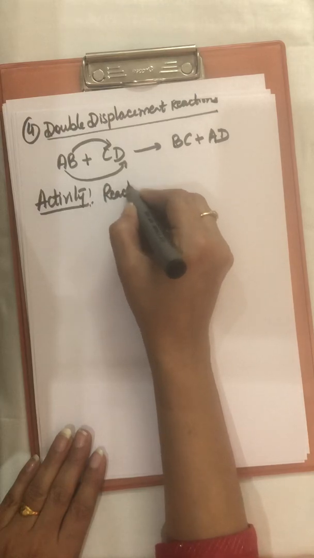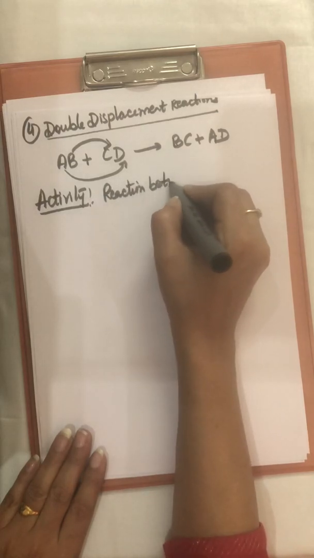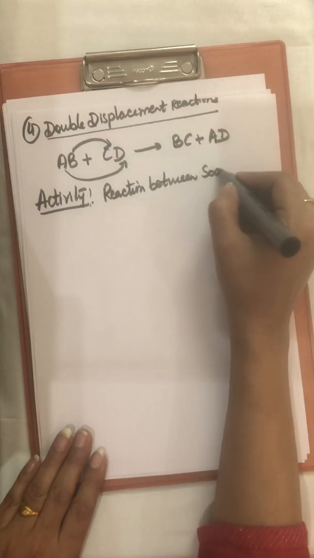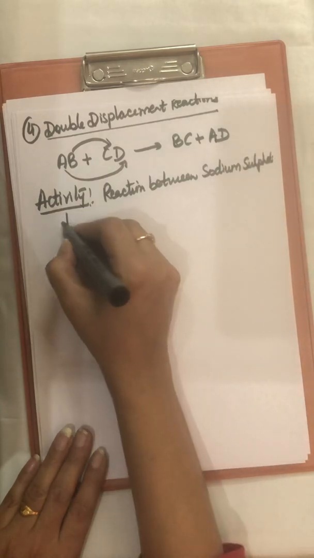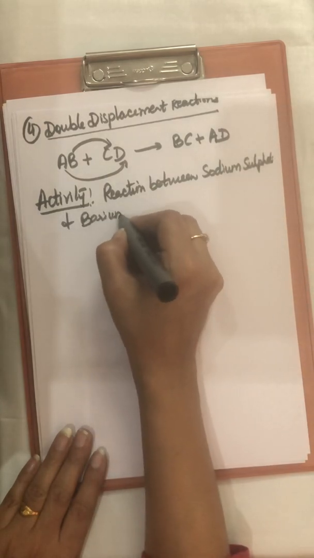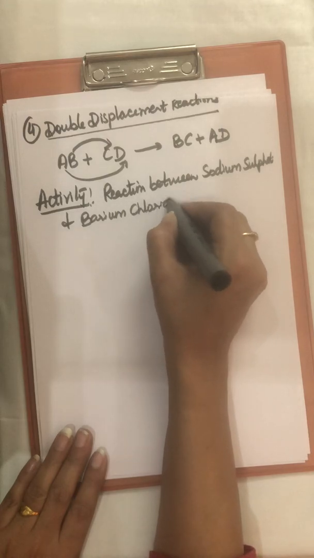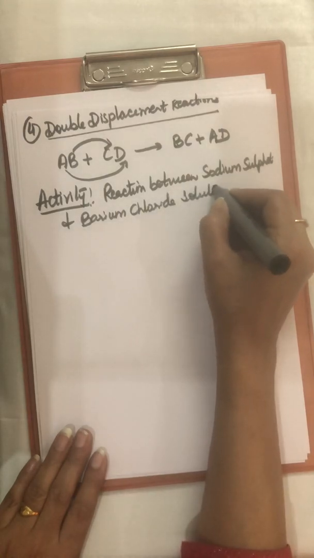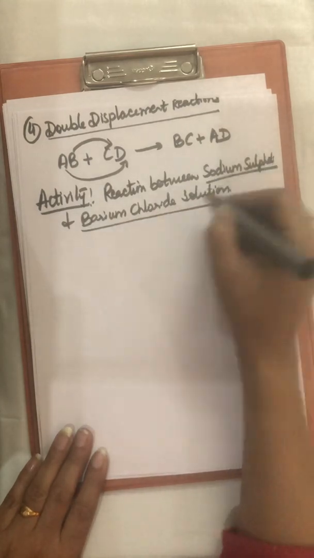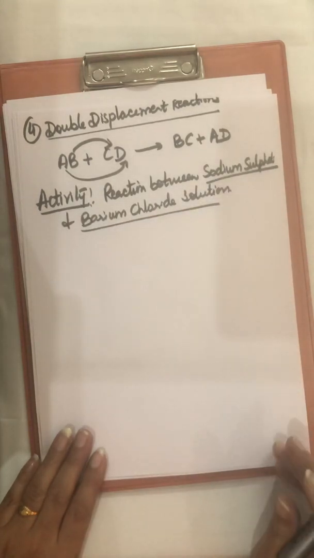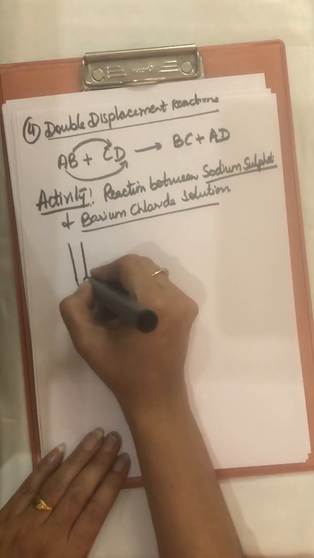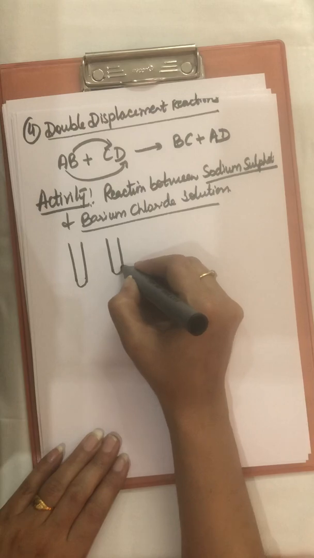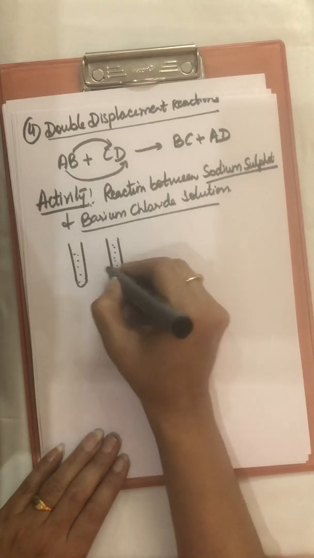Reaction between sodium sulfate and barium chloride solutions. We take the solution of sodium sulfate and of barium chloride. Both the solutions are colorless. So in two different test tubes we have to take sodium sulfate and barium chloride. These two are colorless solutions.